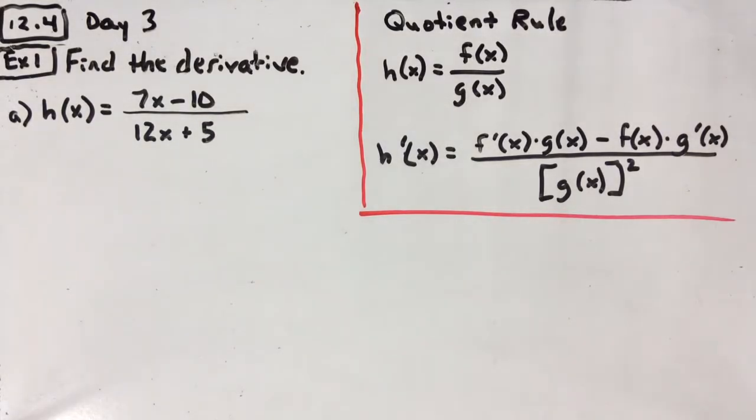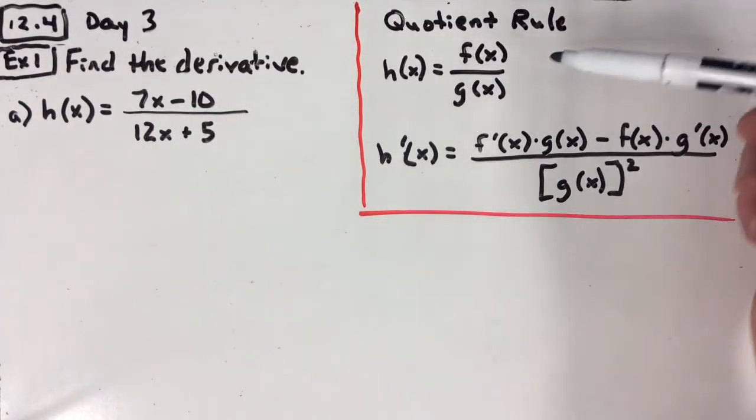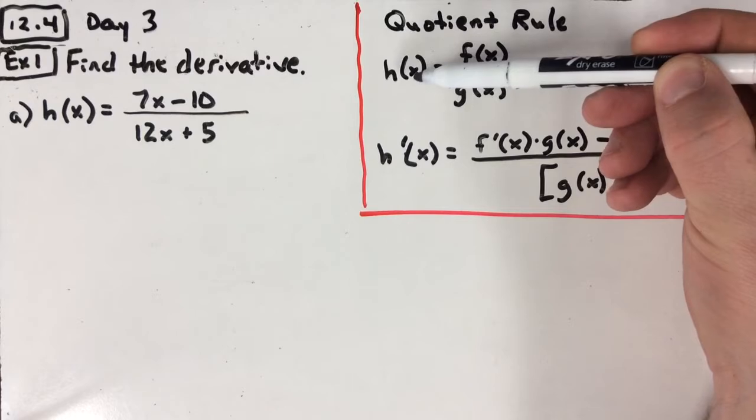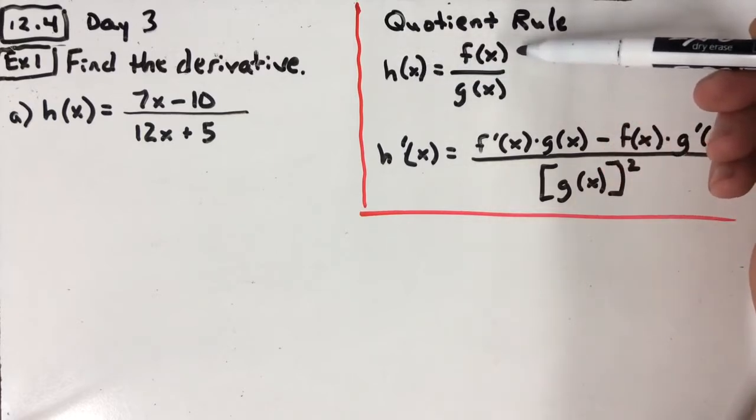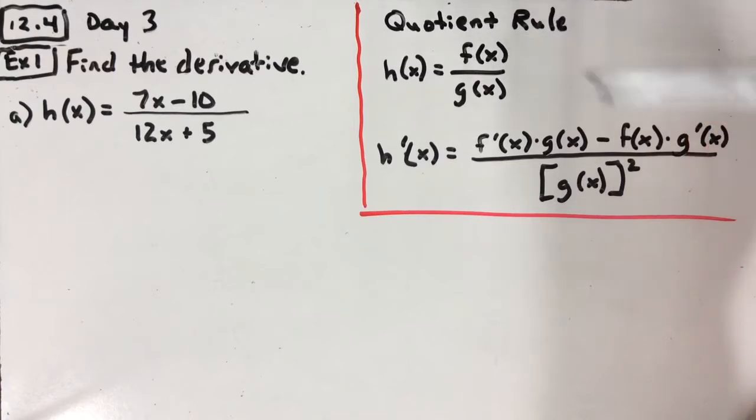The last of our 3 shortcuts that we're learning in 12.4 is the quotient rule. Quotient is the answer to a division problem. So when we're using the quotient rule, we're going to have a fraction to start with. How the book says it is that our original function is equal to 2 functions that we're dividing. F of x is on the top and g of x is on the bottom.